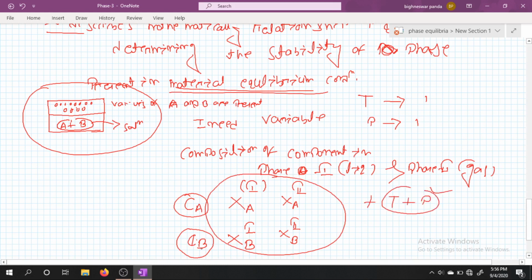So in order to define this system, I need 6 variables: 4 composition variables and another 2 variables, that is T and P.